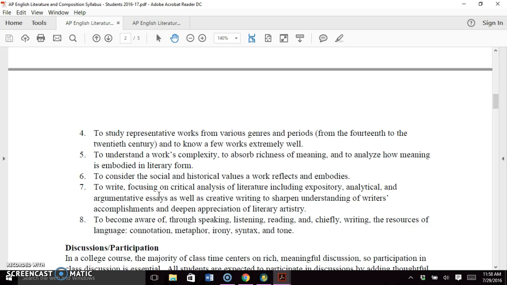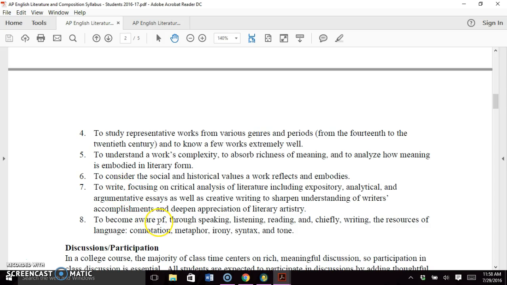the poetry. We're going to work specifically on genres and time periods from the 1300s to the 1900s. We're not going to focus on much in the 2000s because not a lot of that is going to actually show up on the AP test, and we'll do a little but not much. We're going to understand the idea of the work's complexity. We're going to look at the social and historical values, and we're going to write, and write some more. So you thought your hand hurt last year, it's going to hurt even more this year.